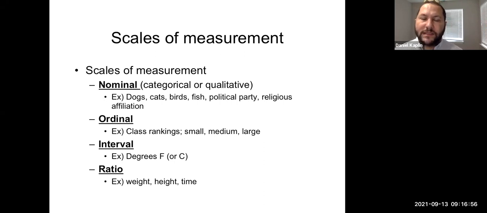Nominal scales of measurement are categorical or qualitative, or the differences are in name only. We don't believe that there is a better or worse outcome, greater than, less than outcome as it relates to these kinds of variables. All we know is that it's more frequently occurring or less frequently occurring.